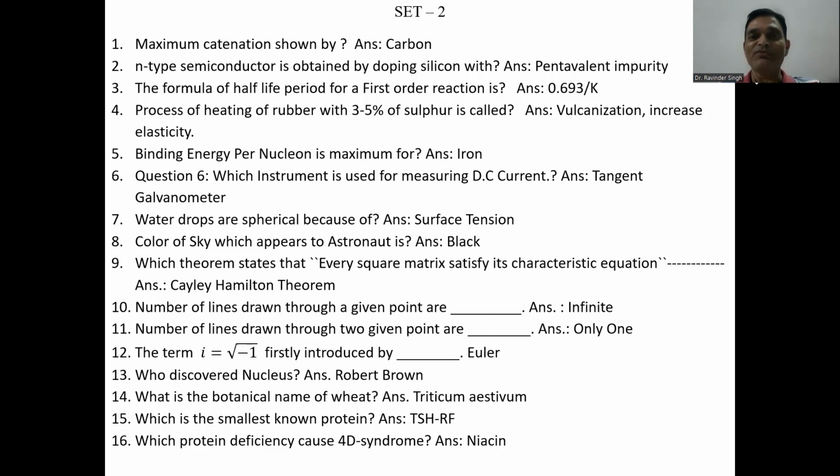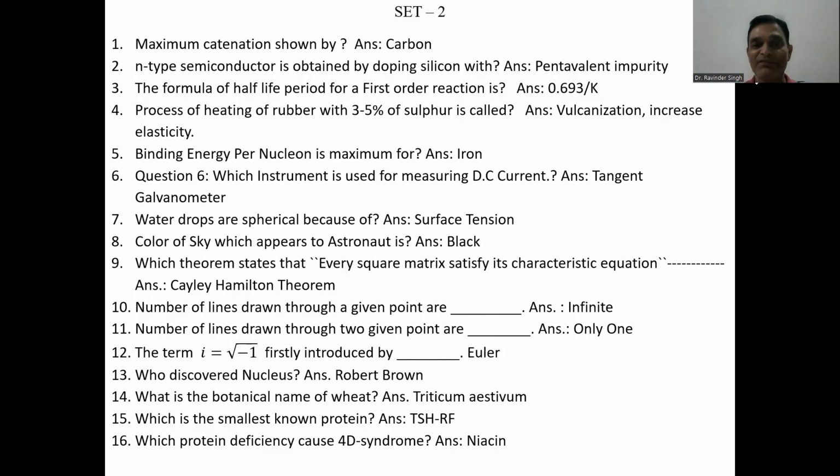The formula of the half-life for a first order reaction is 0.693 divided by K. The process of heating rubber with 3 to 5% of sulfur is called vulcanization. The binding energy per nucleon is maximum for, answer is iron. Question number 6, which instrument is used for measuring DC current? Answer is tangent galvanometer. Water drops are spherical because of, answer is surface tension. The color of the sky as it appears to an astronaut is, answer is black.